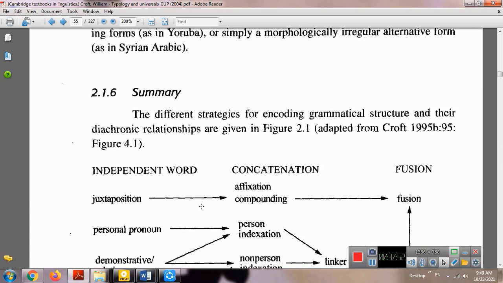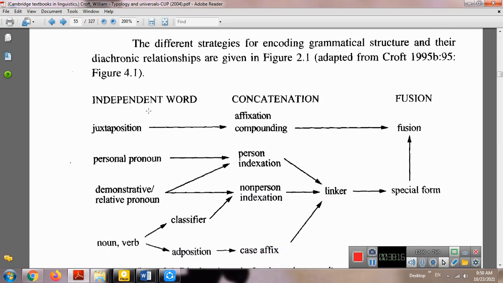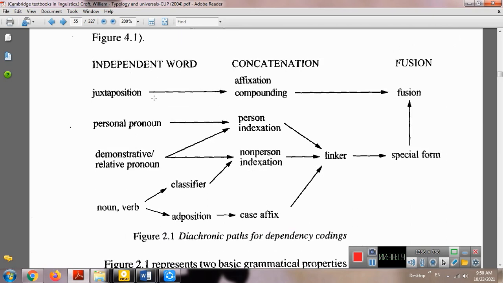Okay, for summarization, the different strategies for encoding grammatical structure and their diachronic relationship are given in this figure. The different strategies for encoding grammatical structure with their diachronic relationship. Here we can see them: the independent word, concatenation and fusion.